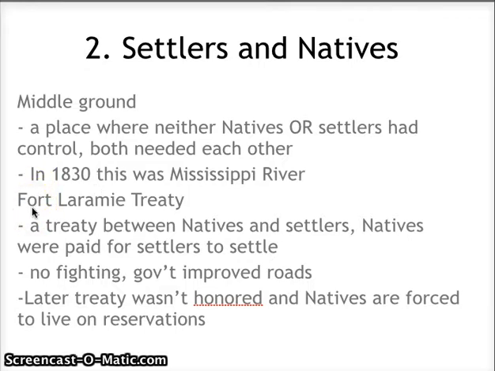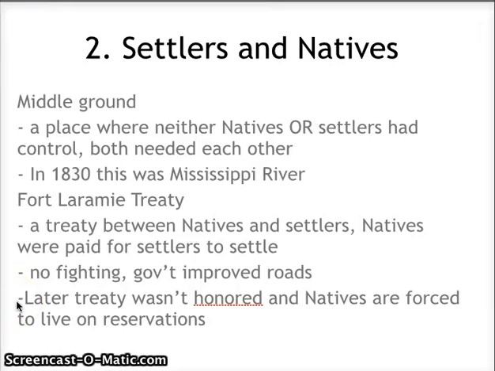The last thing that we should note is the Fort Laramie Treaty. The treaty is between natives and settlers. Natives were paid by settlers to settle in the Midwest area. So basically, natives are getting money in exchange for settlers settling there. This treaty also stated that there should be no fighting between natives and settlers, and it also stated that the government would improve roads to the west so that eventually they could trade more.